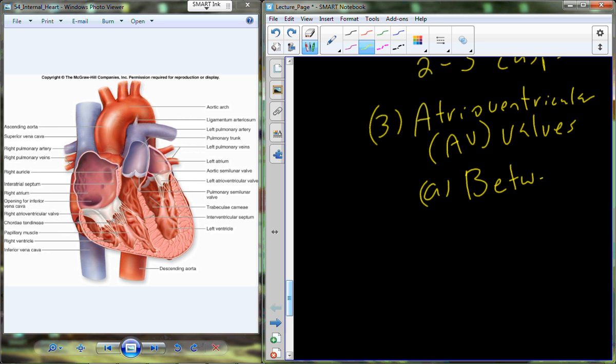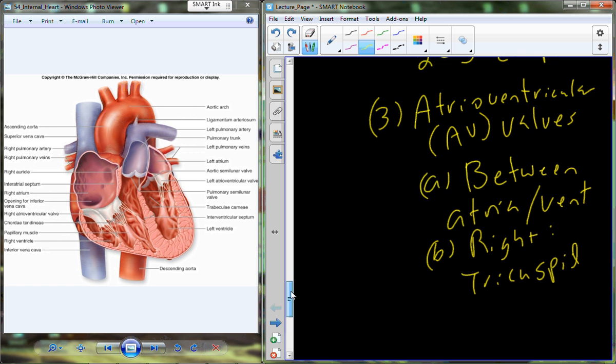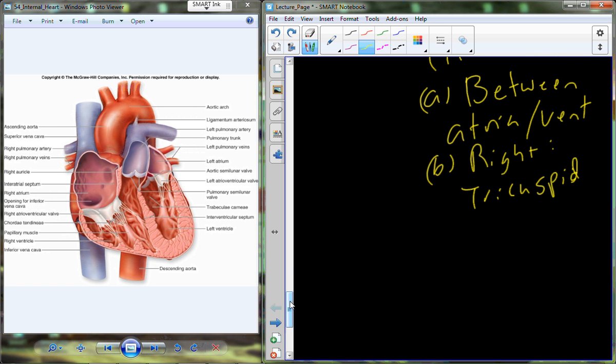Just like their name alludes to, these are between the atria and the ventricles. The AV valve on the right side of the heart is called the tricuspid valve, named because it has three of those cusps or leaflets. On the left side, we have the bicuspid valve, also sometimes referred to as the mitral valve.